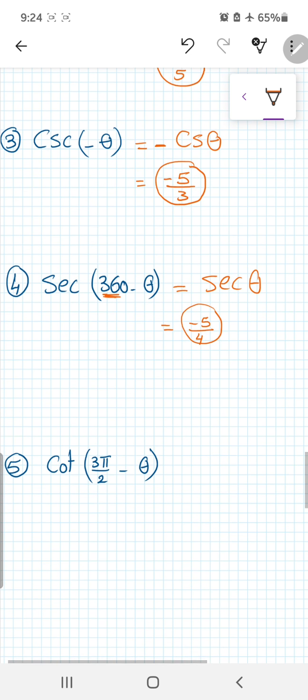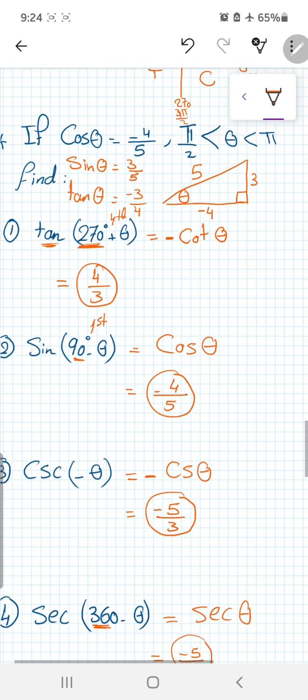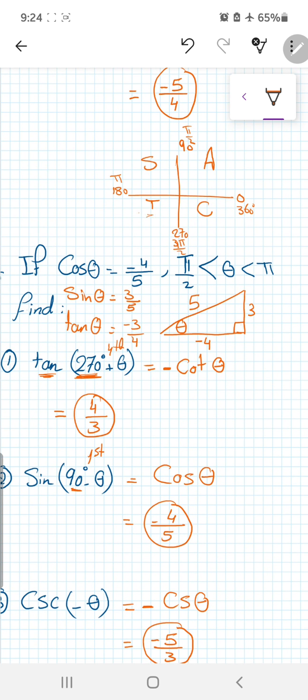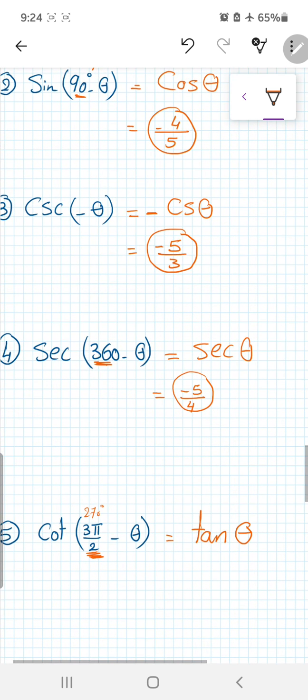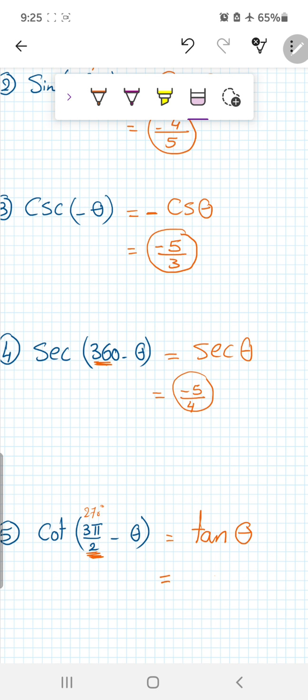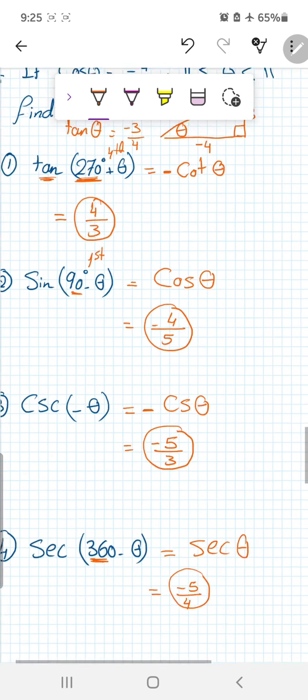The last one, cotangent 3 pi over 2. Pi here is 180, so this is 270, which is even, so cotangent will be tan. In the third quadrant, tan will be positive, so tan theta will be negative 3 over 4.